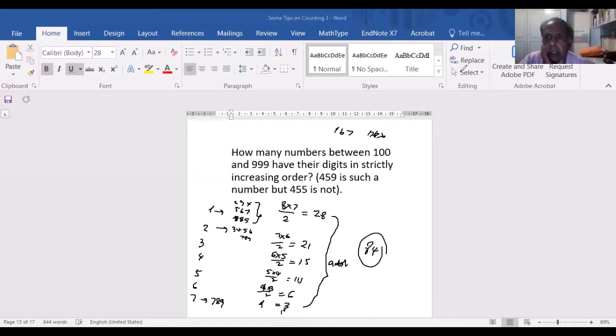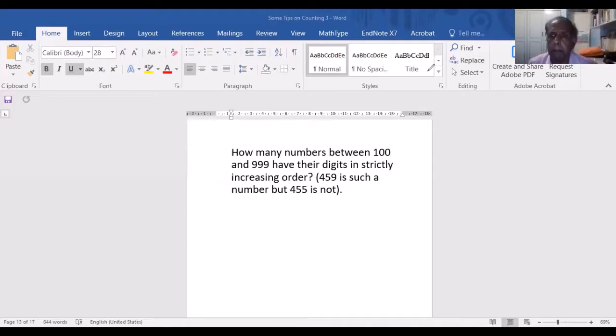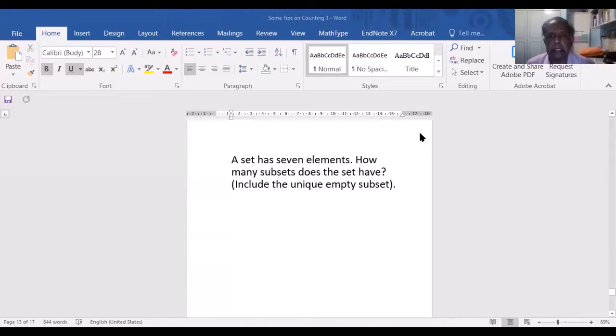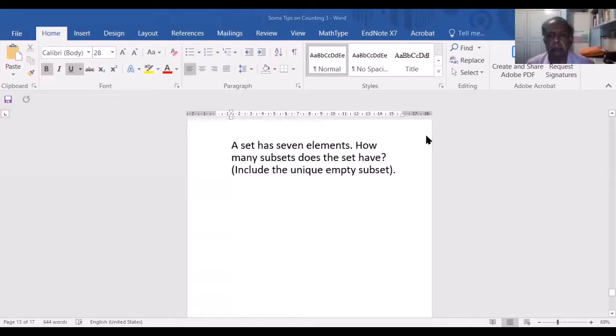All right. I think by now you should be getting the picture. And the last one, I think: a set has got 7 elements. How many subsets does a set have? Okay, so it's got 7 elements, and you want to know how many subsets it's got.